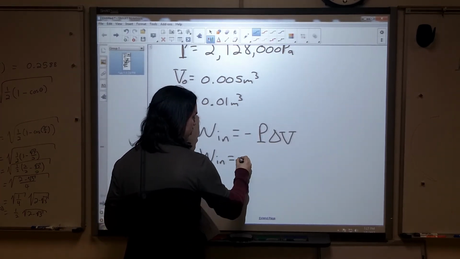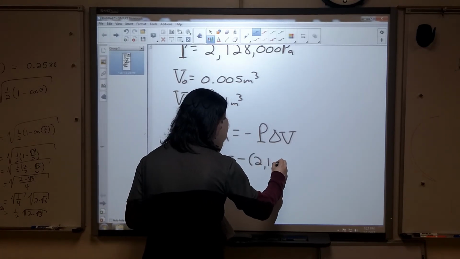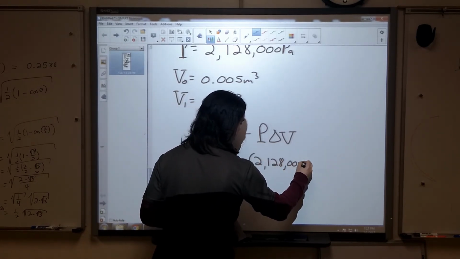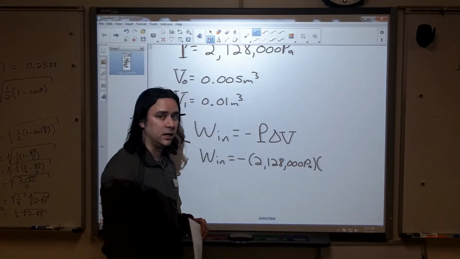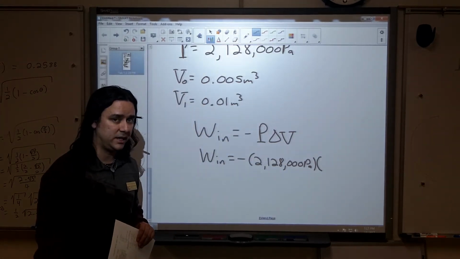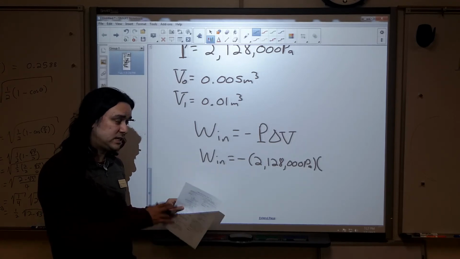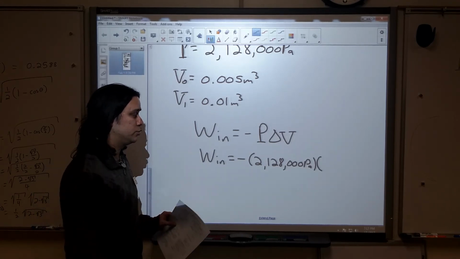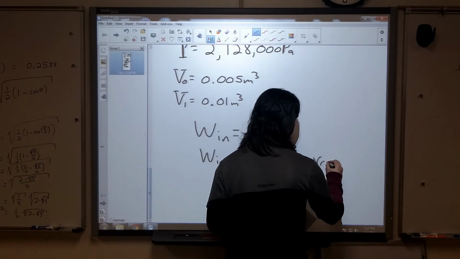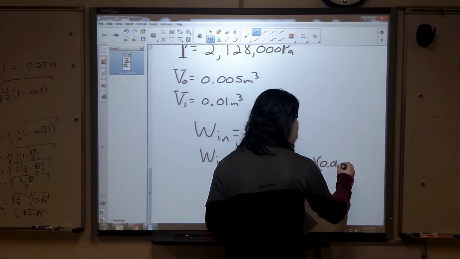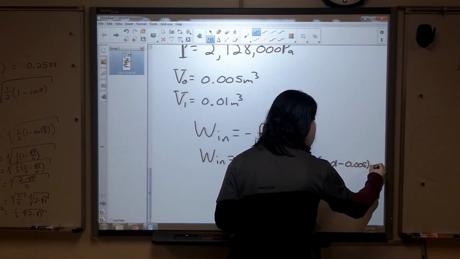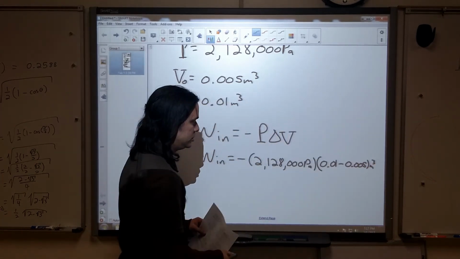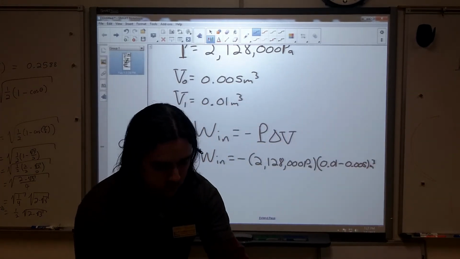The work in is going to be negative 2,128,000 pascals times delta V. Delta is final minus initial. It's okay to say that it's change, but you must remember it's final minus initial when you're actually solving these. 0.01 minus 0.005 cubic meters. I'm going to write the units on the outside just to make things a little bit easier.